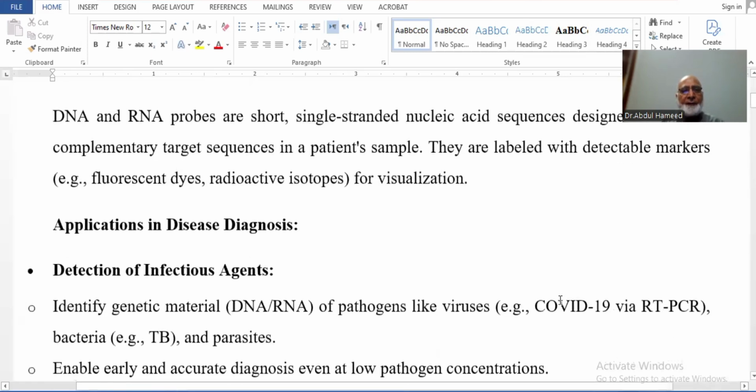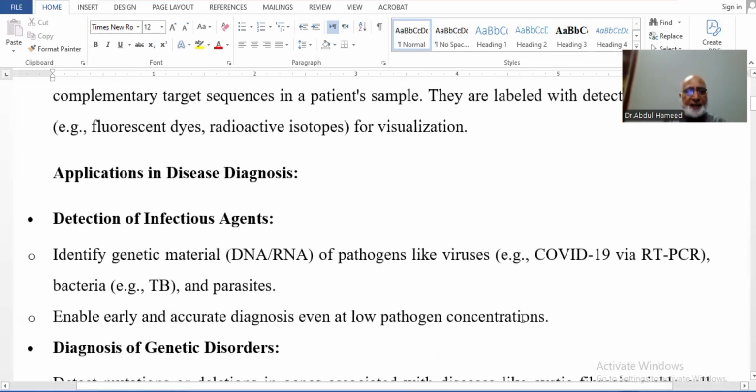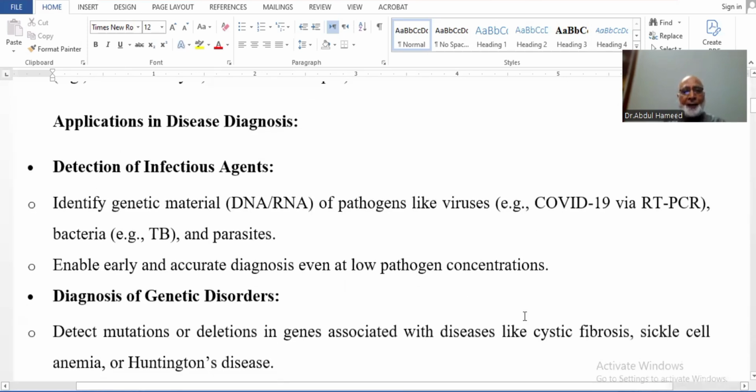Applications of DNA and RNA probes in disease diagnosis. Number one is detection of infectious agents. The purpose is to identify genetic material, it may be DNA, maybe RNA of pathogens like viruses, for example in case of COVID-19 via real-time PCR, maybe bacteria, particularly TB bacteria, and some other parasites which may be multicellular in nature. This enables early and accurate diagnosis even at low pathogen concentrations. This is very important because this may be early detection, rapid detection, and detection out of the total population context.